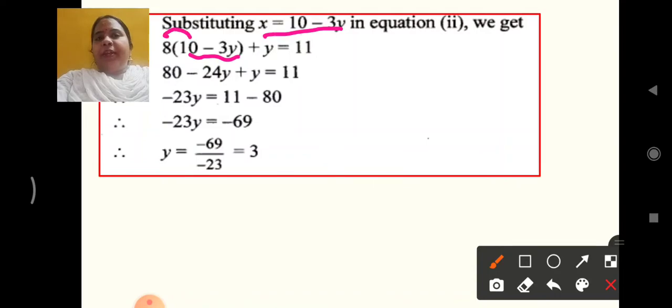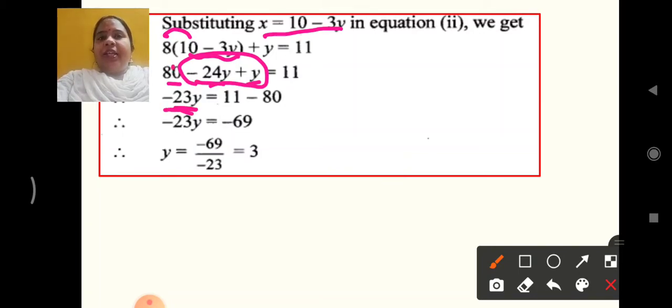Now open the bracket. 8 into 10, 80. 8 into minus 3y is minus 24y, plus y as it is, and 11. Now this part can be simplified further. Yes, 80 minus 24y plus y is minus 23y.